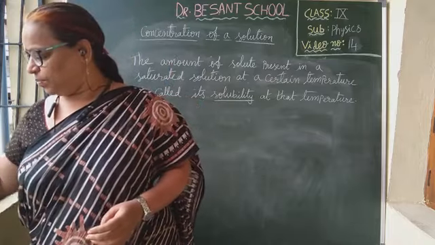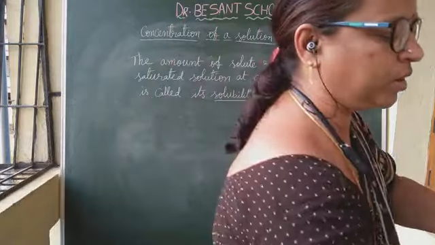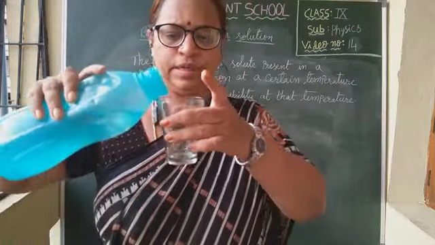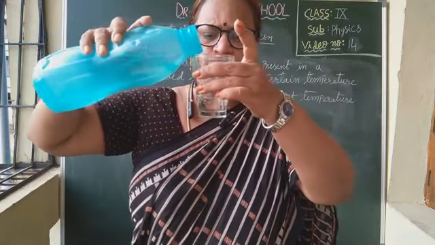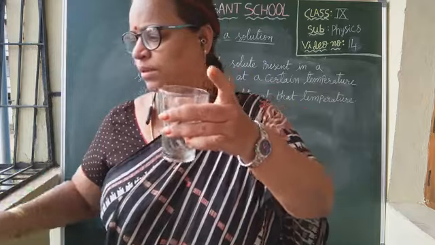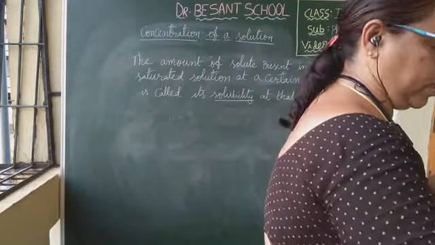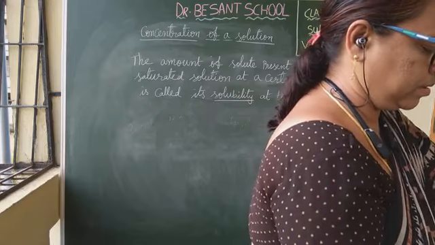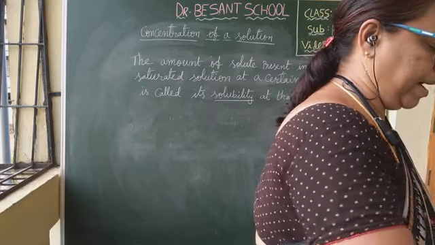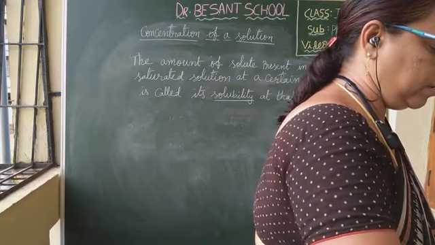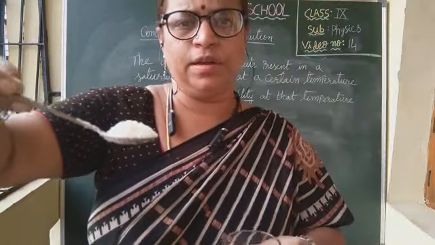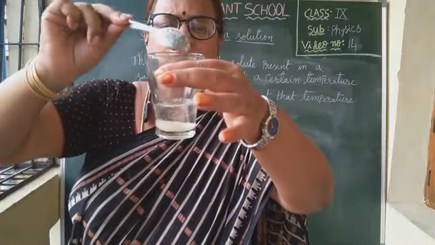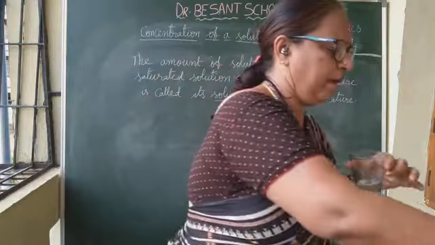Let us see now. Suppose I take some amount of water, some 50 ml of water. Okay, children? And now I am adding some sugar. First, 1 spoon of sugar. I am adding 1 spoon of sugar in this 50 ml of water. See. Okay.